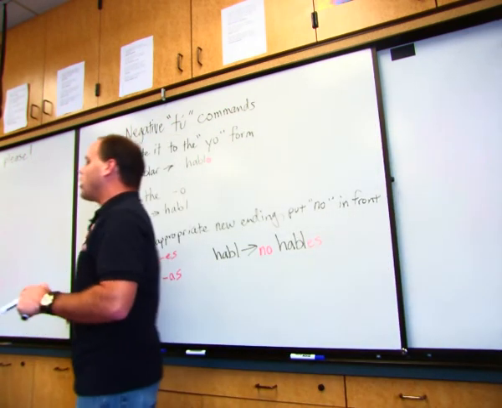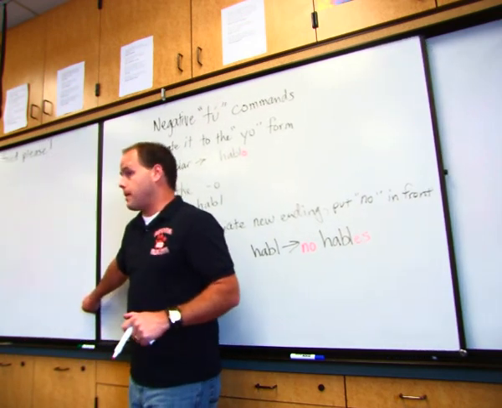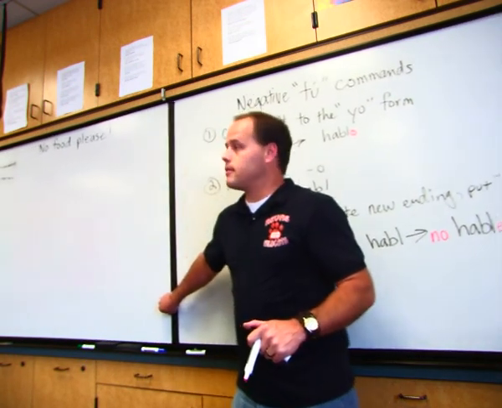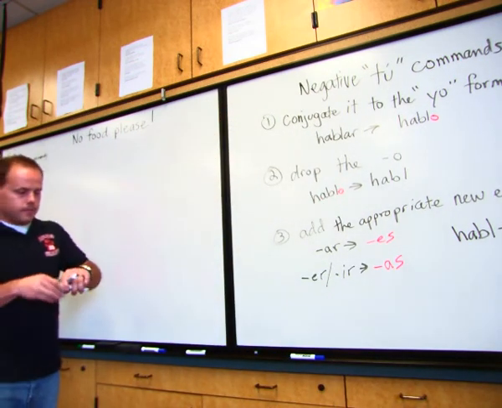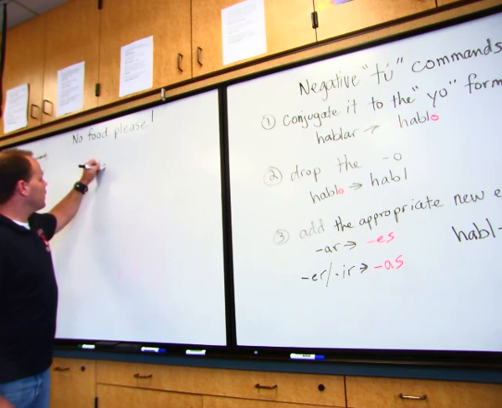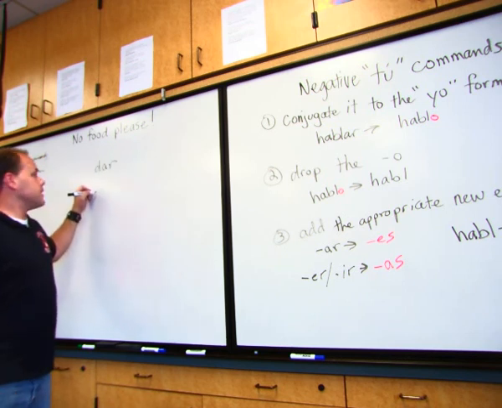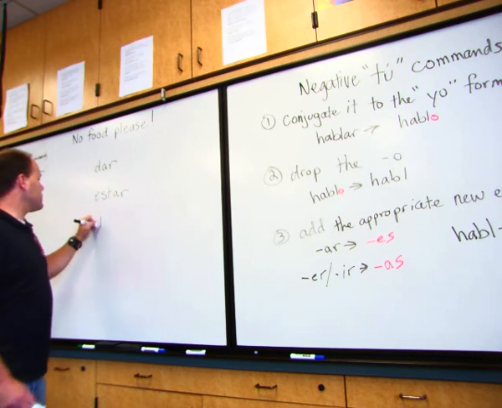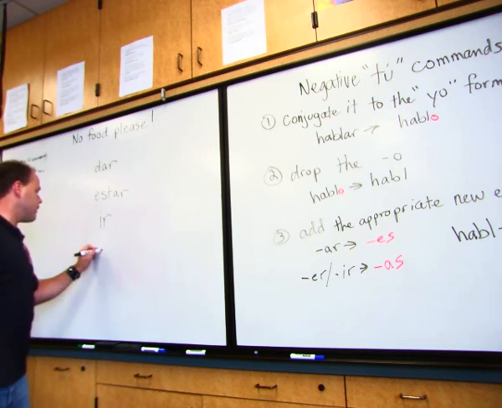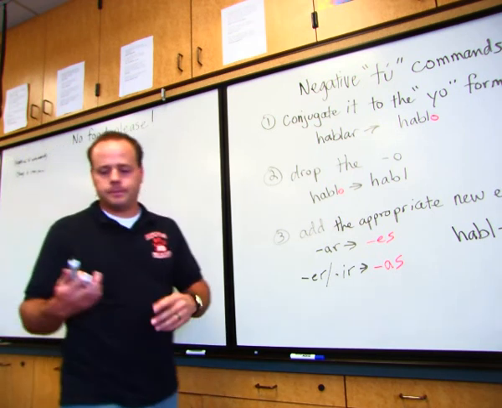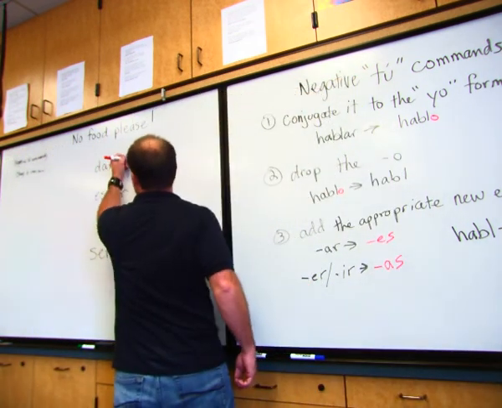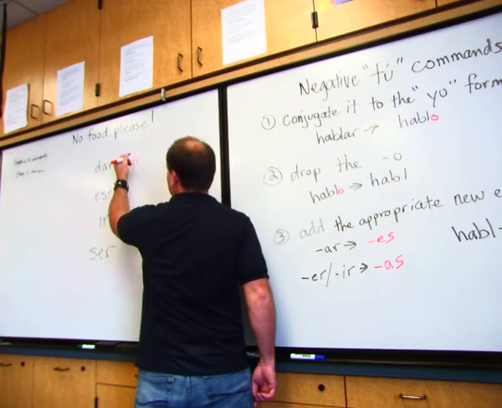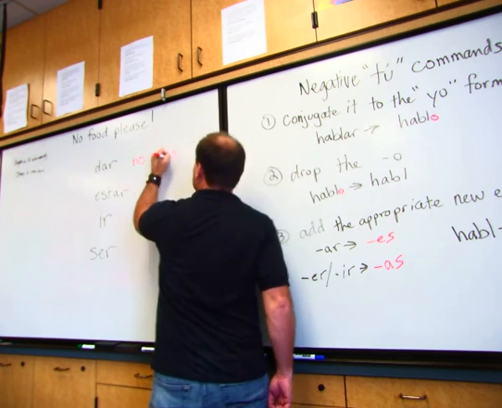There are a few irregular ones we're going to talk about real quick. These ones are just to teach you what they are and let you see them. They are the verbs dar, estar, ir, and ser. What does dar mean? To give. Now with this one, the irregular negative tú command is no des.